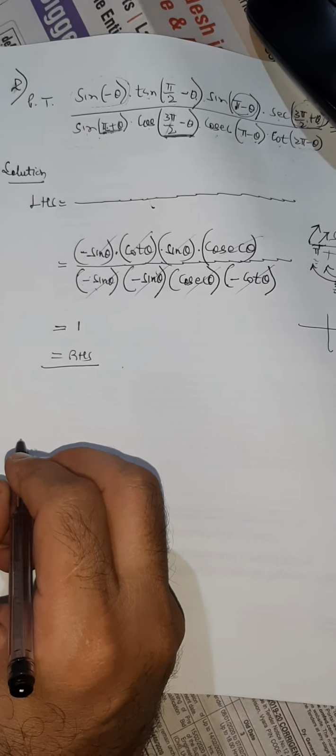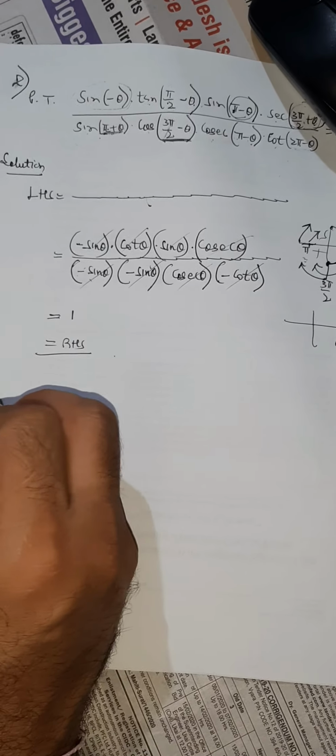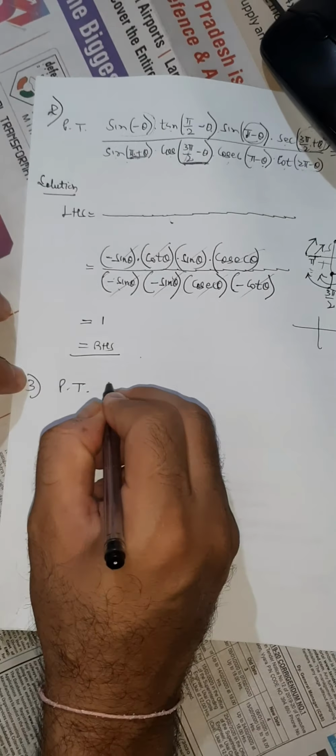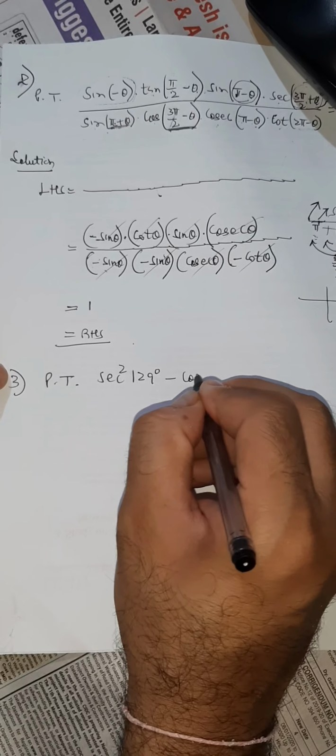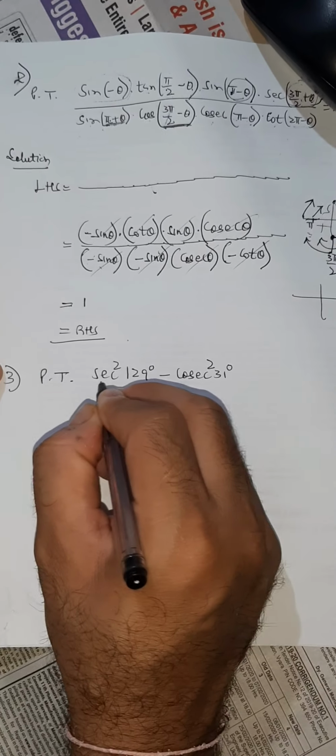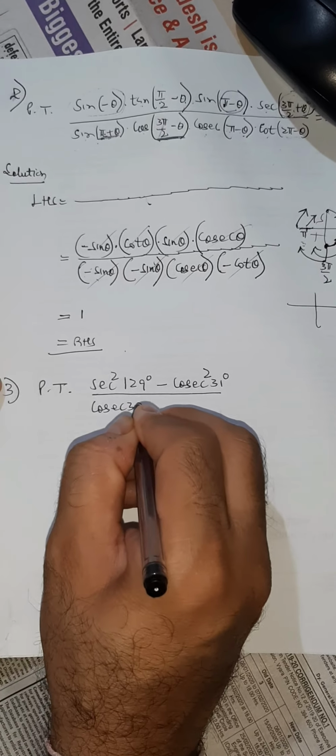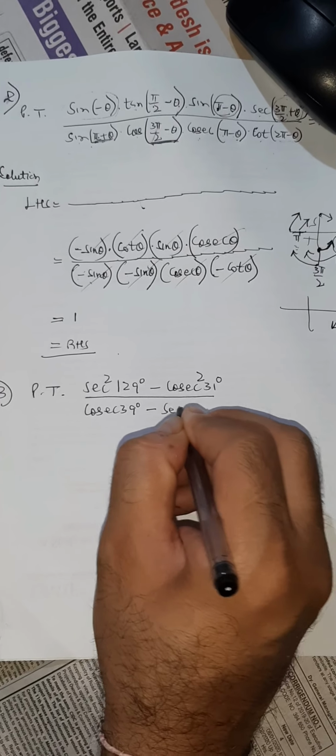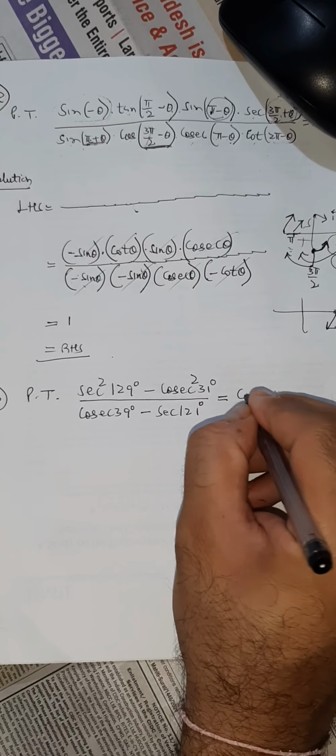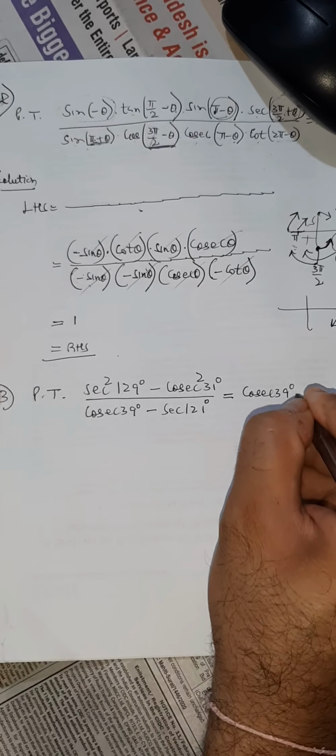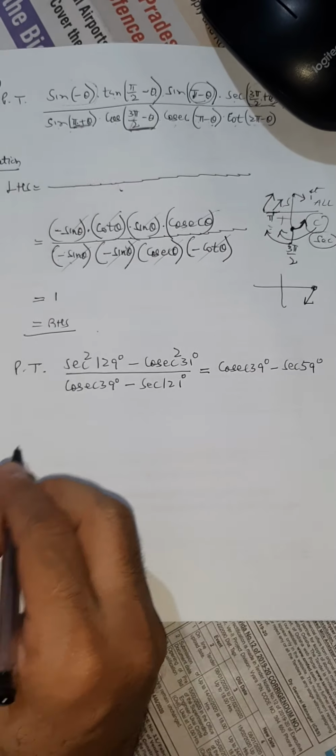Now next, third question. Prove that sec square 129 degree minus cosec square 31 degree upon cosec 39 degree minus sec 121 degree equals, you want to prove this, cosec 39 minus sec 59. We want to prove this.